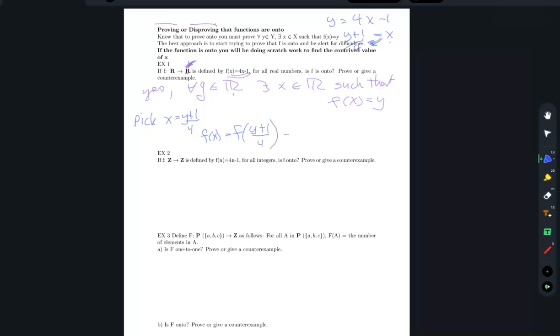And then I apply the function. So it's 4 times that minus 1, right? So I put in the (y plus 1) over 4. That gives me y plus 1 minus 1. There it is, y. So I got there. So that shows that it's onto.